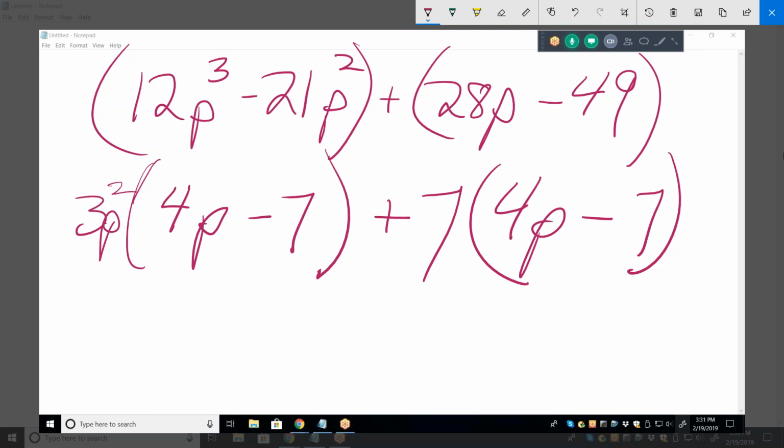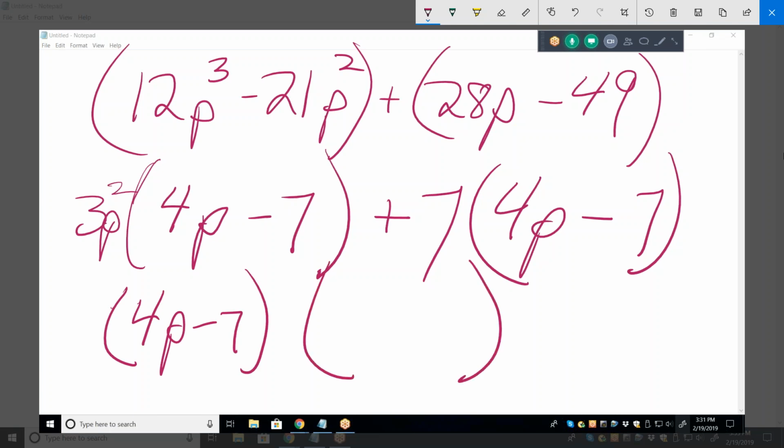And then what's the last row? It would be parentheses 4p minus 7, and then another parentheses 3p squared plus 7. Now, that's going to be your final answer. There's nothing else I can factor out of either of those expressions.